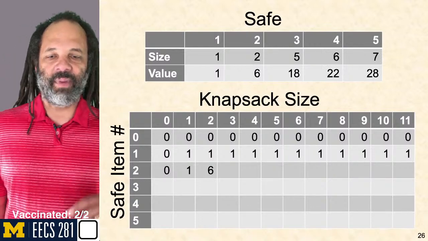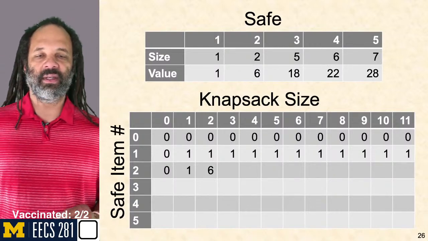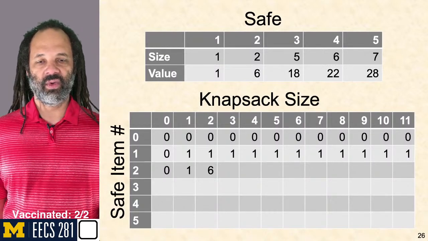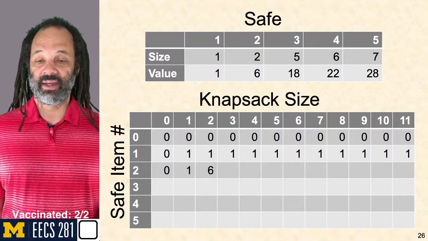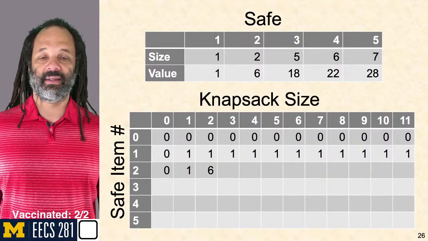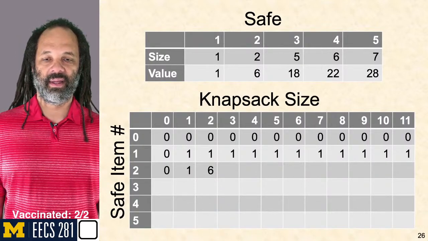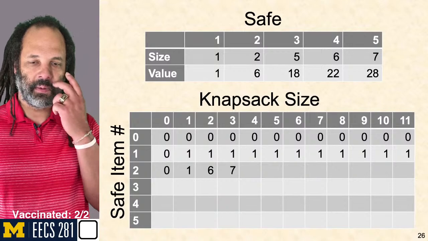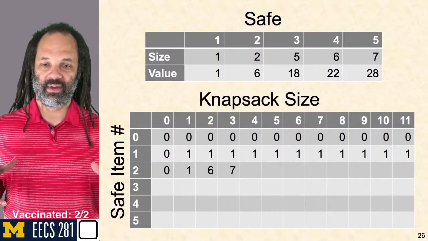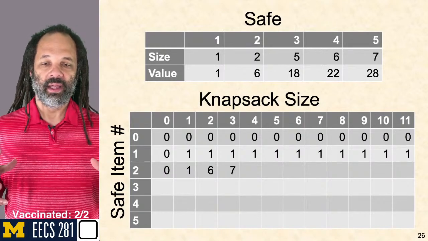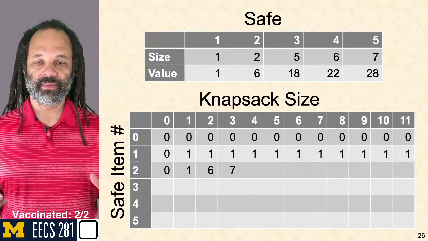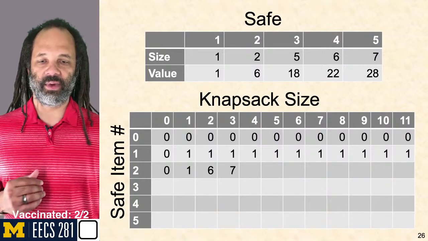At our first bag of size 2 now, this number 2 item finally fits. Its size is 2, its value is 6, which is better than the 1 directly above it, so we take the 6. After that, it looks like this fits, right? So here we are trying to determine what to do with this number 2 item in a bag of size 3.